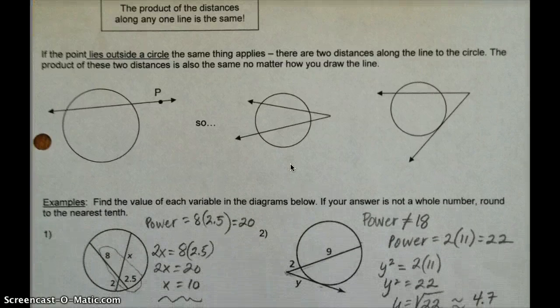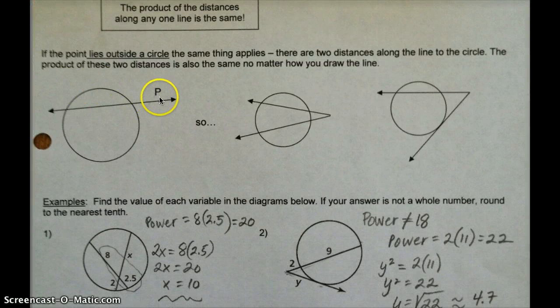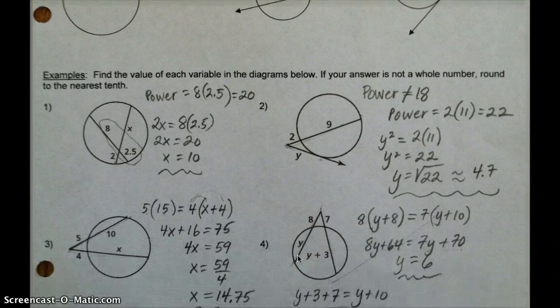So another thing is, if the point lies outside the circle, the same thing will apply. There are two distances along the line to the circle. The product of these two distances is also the same no matter how you draw the line. So we can have the two distances look like this, or like this from this point P. Let's check out a few examples of this.